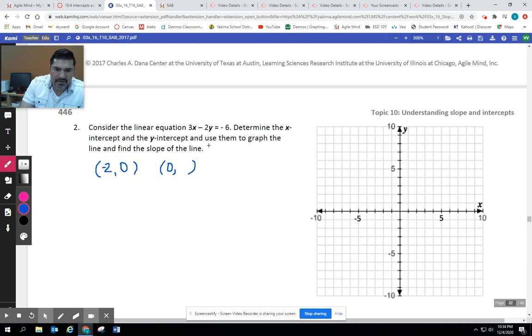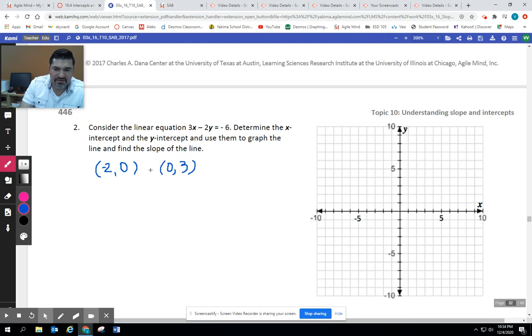Okay? And for the other one, if we plug in 0 here, this disappears, and I have negative 2y equals negative 6. What is the value of y? Okay, think about that. Negative 2y equals negative 6. What is the value of y? The value is 3.